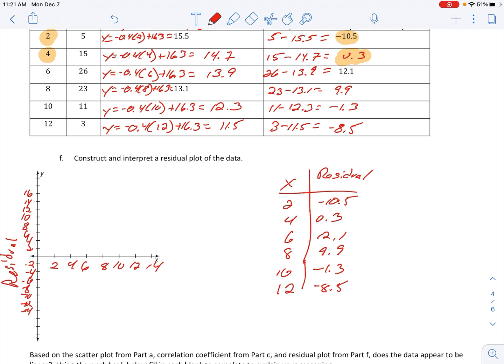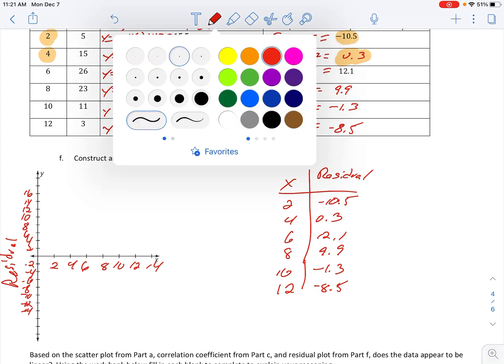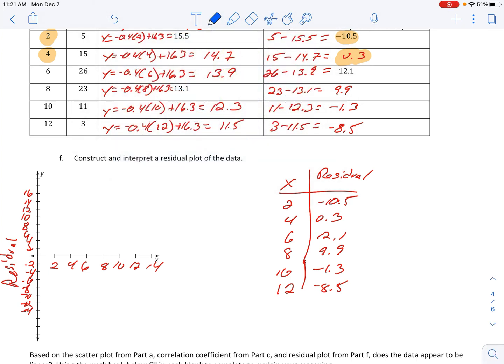All right, let's go do this. 2 comma negative 10.5. 4 comma 0.3, so very close. 6 comma 12.1. 8 comma 9.9. 10 comma negative 1.3, and 12 comma negative 8.5. Okay. So there's my residual plot.